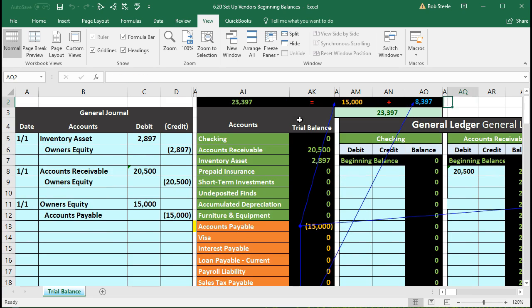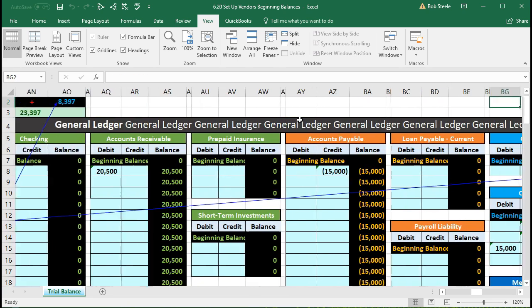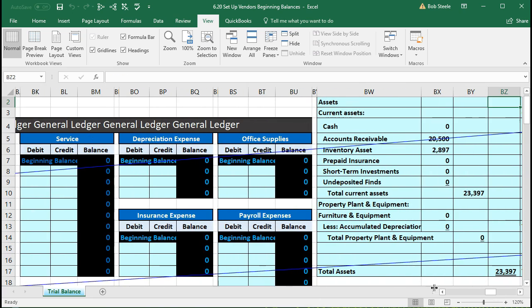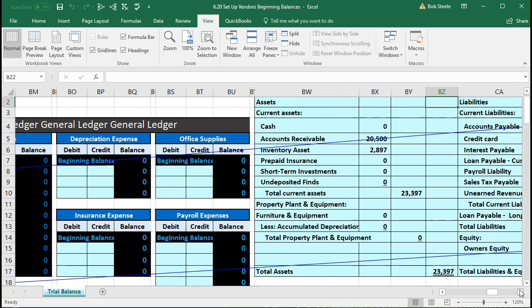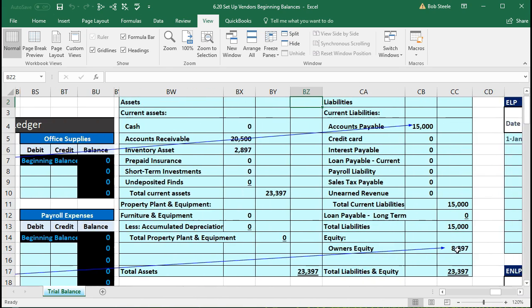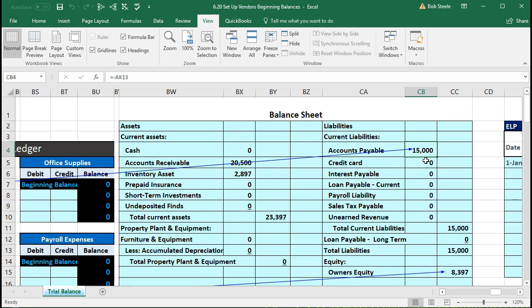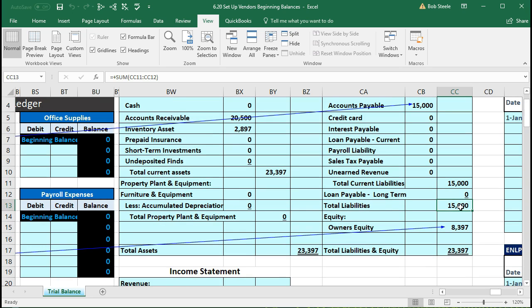So I'm going to scroll to the right now. I'm just going to the right with the right arrow, all the way to the right till we see the financial statements. And here is the balance sheet where we have the assets totaling $23,397. The liabilities, there's the 15 there. Total liabilities at 15. There's the 8,397 equity, and therefore the total assets equal the liabilities and equity, and we are in balance.